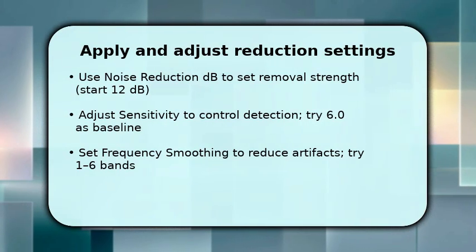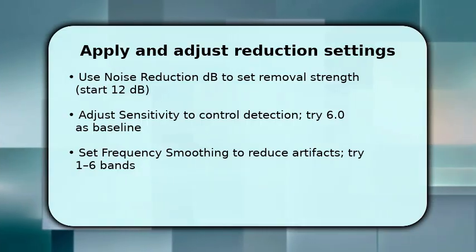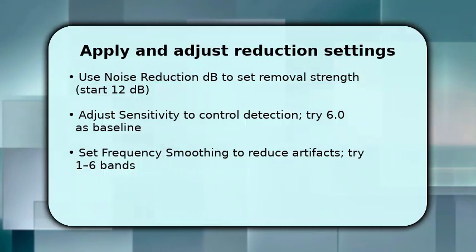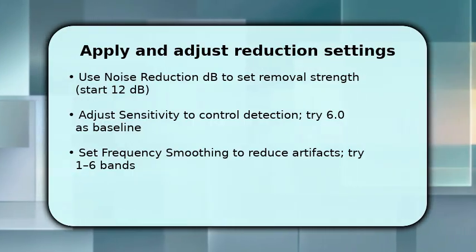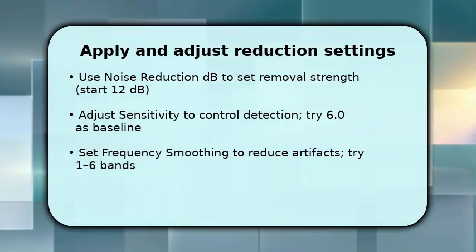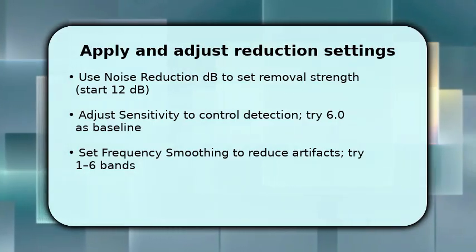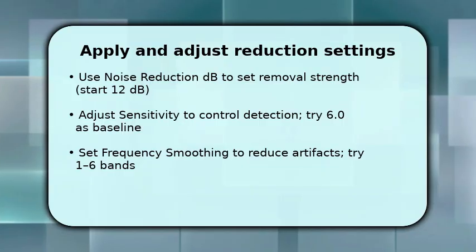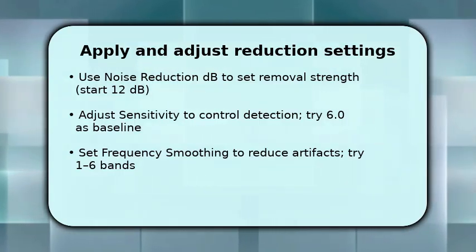With the profile captured, select the entire track or region you want cleaned, then reopen Noise Reduction. You'll see 3 controls: Noise Reduction dB, Sensitivity, and Frequency Smoothing bands. Choose a moderate noise reduction like 10-15 dB to start, raise sensitivity if residual noise remains, and increase frequency smoothing to soften artifacts. Preview repeatedly. Listen for voice quality. Once done, tweak one control at a time to balance noise removal versus natural sound. This preserves clarity while eliminating hiss.